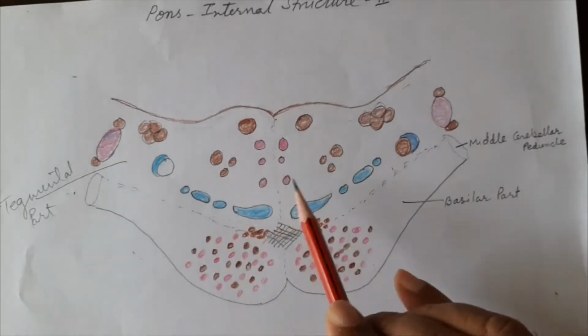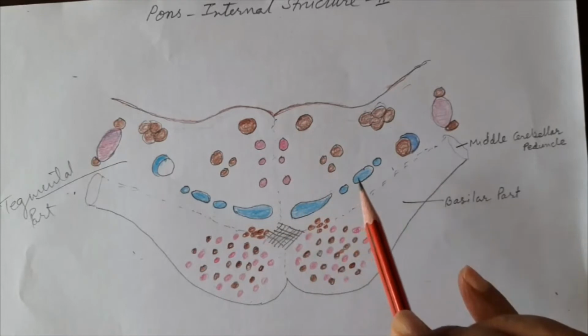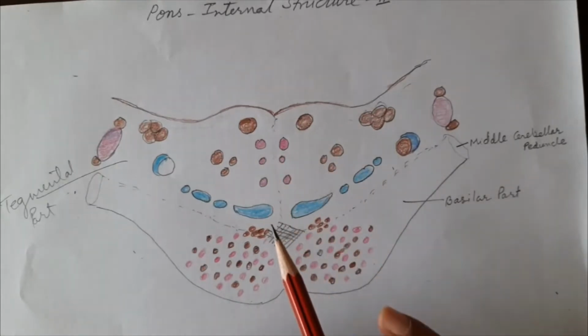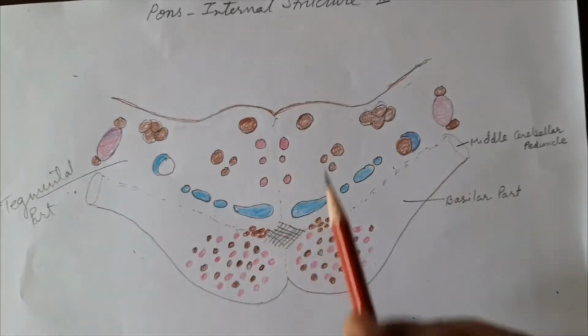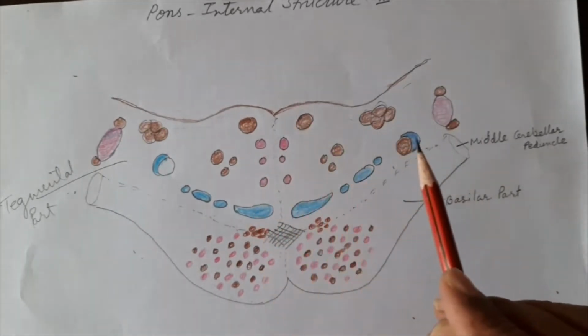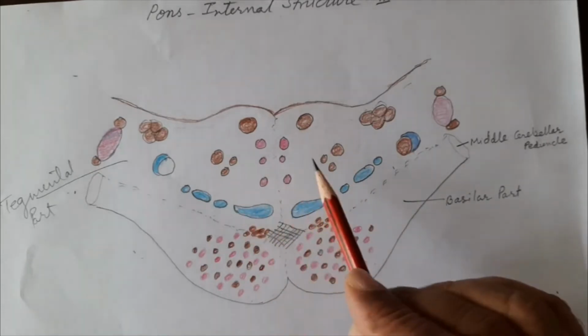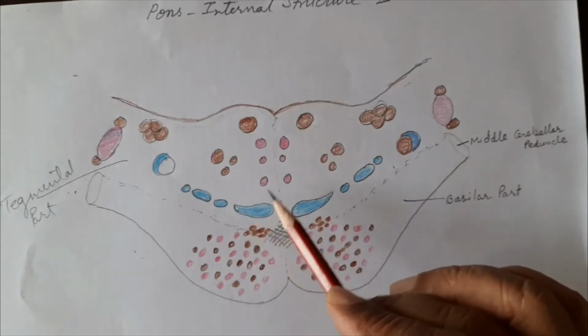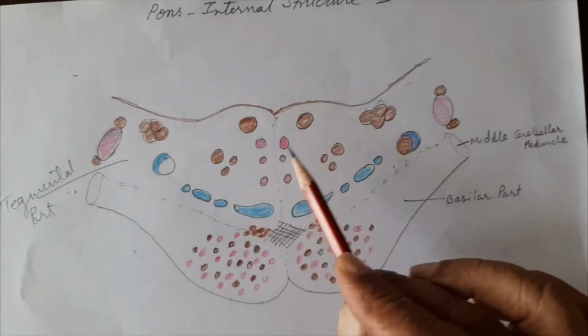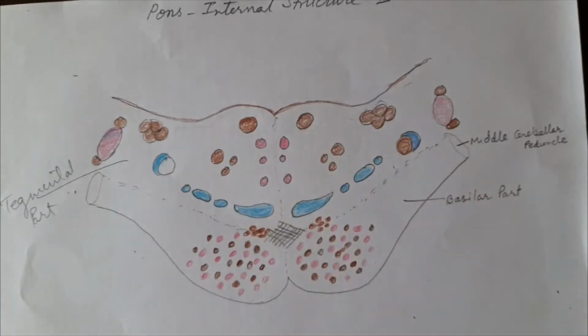So this is the internal structure of the tegmentum at the lower or caudal section of the pons, at the level of the facial colliculus. The next video will be on the internal structure of the tegmental part at a higher level, at the level of the presence of the trigeminal nuclei.